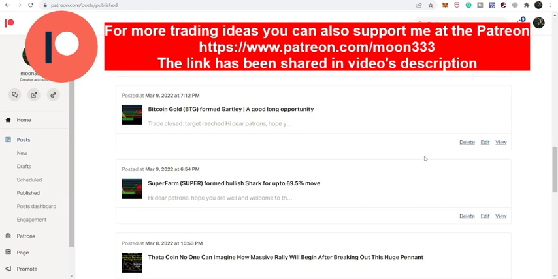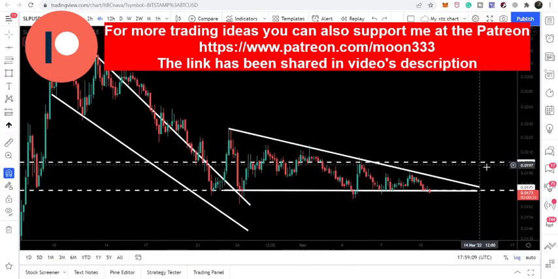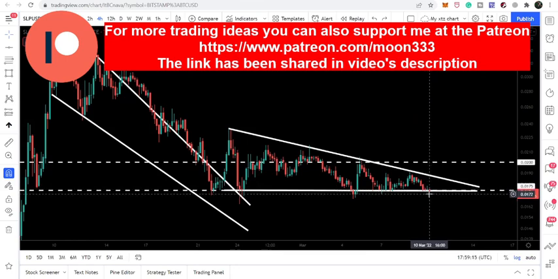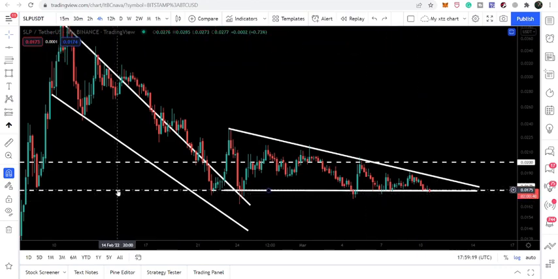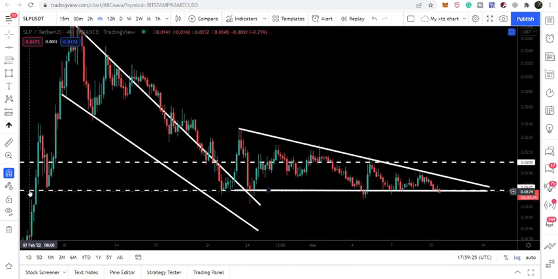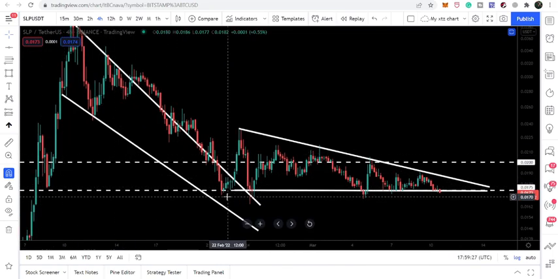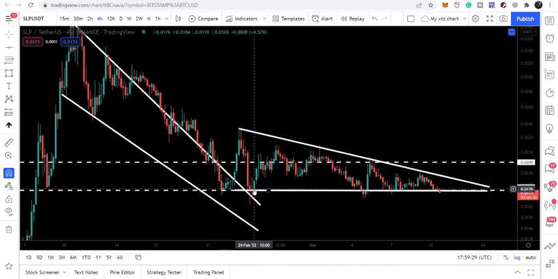So let's start the analysis. First of all, let me show you this descending triangle. Right now you can see that we are at the support. Sometimes we are below the support, or sometimes we are moving above the support. And you can also see that this support is exactly at 1.75 cents, and this level has been working previously as a nice support here and here as well.